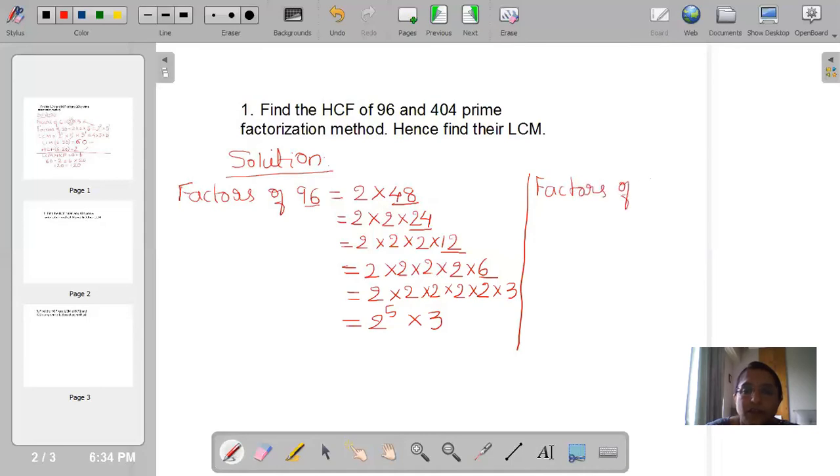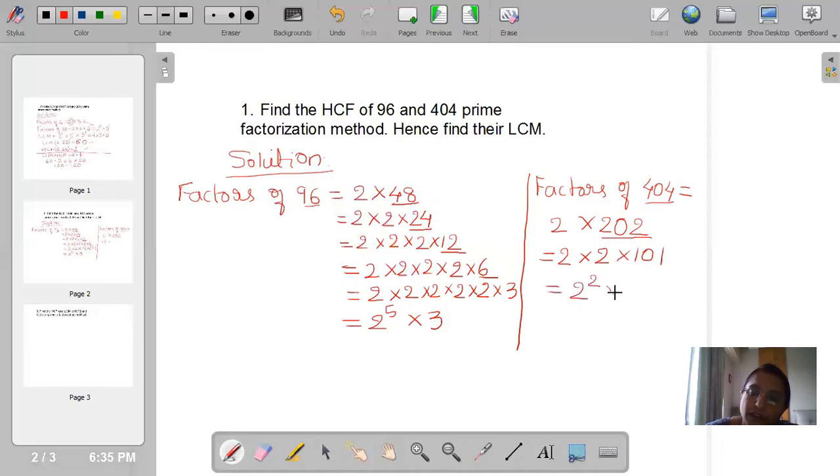Factors of 404 is equal to, first I'll take 2. 2 into 2, 2's are 0. Again, this is divisible by 2, so you take 2 into 101. So it is 2 raised to 2 into 101. Right? Now we found the factors.